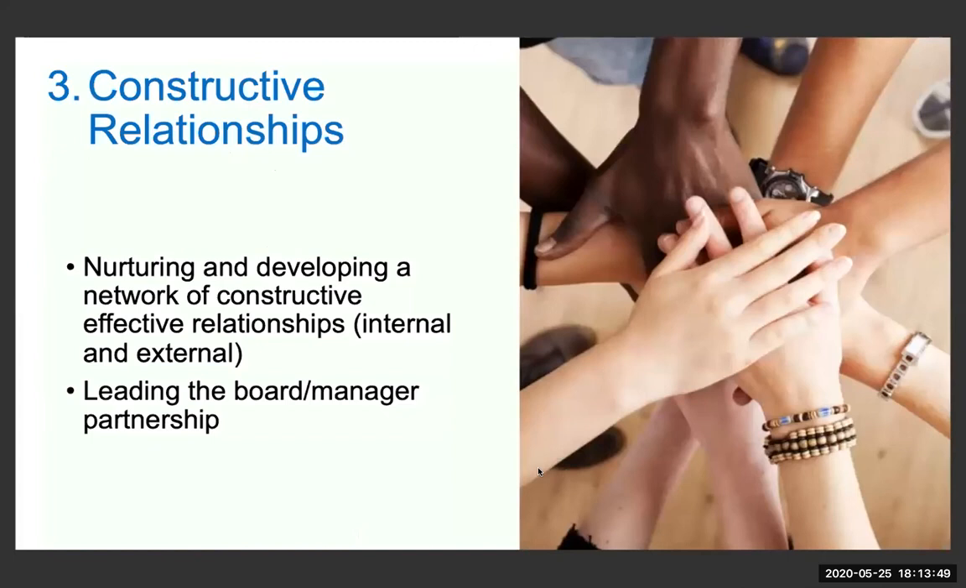So the third dimension of a chairperson's role is to build constructive relationships. And there's two areas where we build constructive relationships. One is internally and the other is externally. The external relationships we have are with our funders, with other people from our community, with the media, with other organisations. An internal relationship tends to be that board-manager partnership. Organisations who don't have paid managers usually have a key person, a key volunteer or a key board member who principally leads the work. So making sure that the board and that person have a really good partnership. This is usually one of the leadership defaults of the chairperson, to nurture relationships.